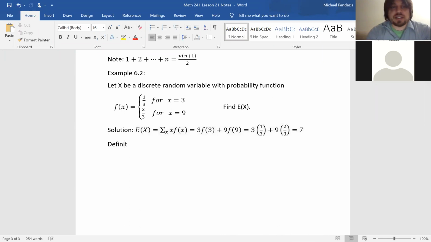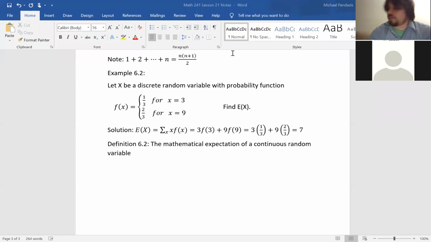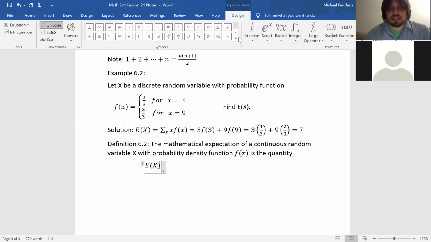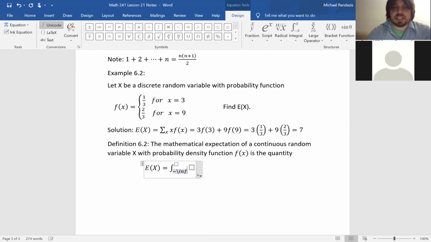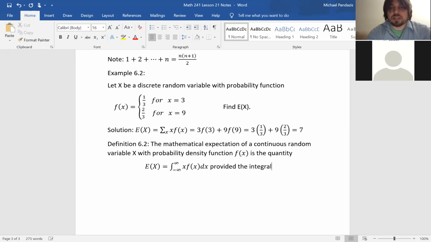Next is definition 6.2. The mathematical expectation of a continuous random variable capital X with probability density function f of x is the quantity E of X, which is equal to the integral from negative infinity to infinity of x f of x dx, provided the integral exists.